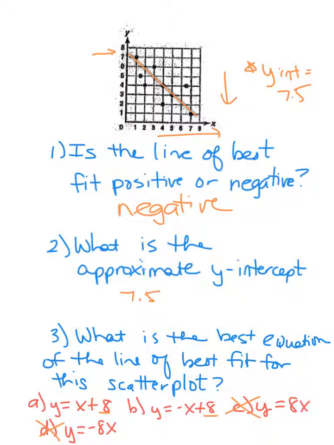Now, in narrowing it down to A and B, I need to decide what is the same and what is different. So if I look at A and look at B, again, the y-intercept we said was the same. The difference is the slope. Now, we've already established that the slope is negative, so my best option in these choices is letter B.